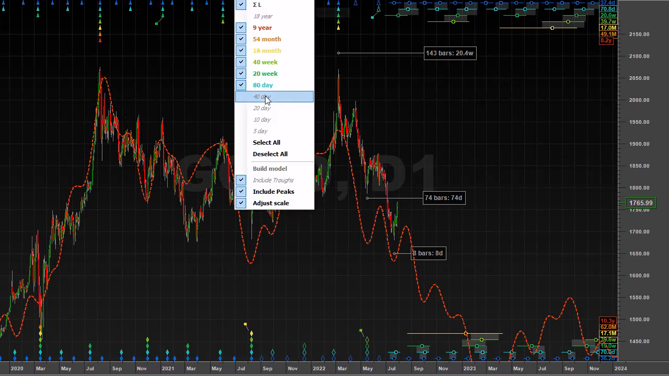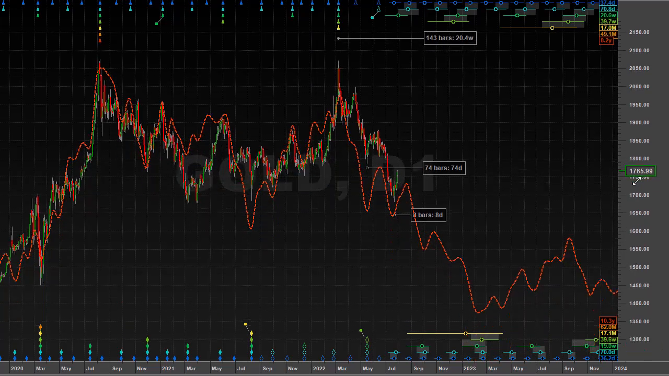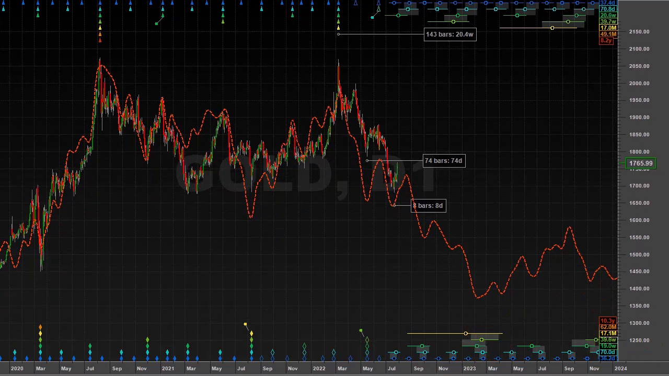Let's add a few shorter cycles in there. There we go, and you can see the composite model line is suggesting that gold is moving down, as mentioned in the previous video, from this 18-month cycle peak down to this 18-month cycle trough in early 2023.